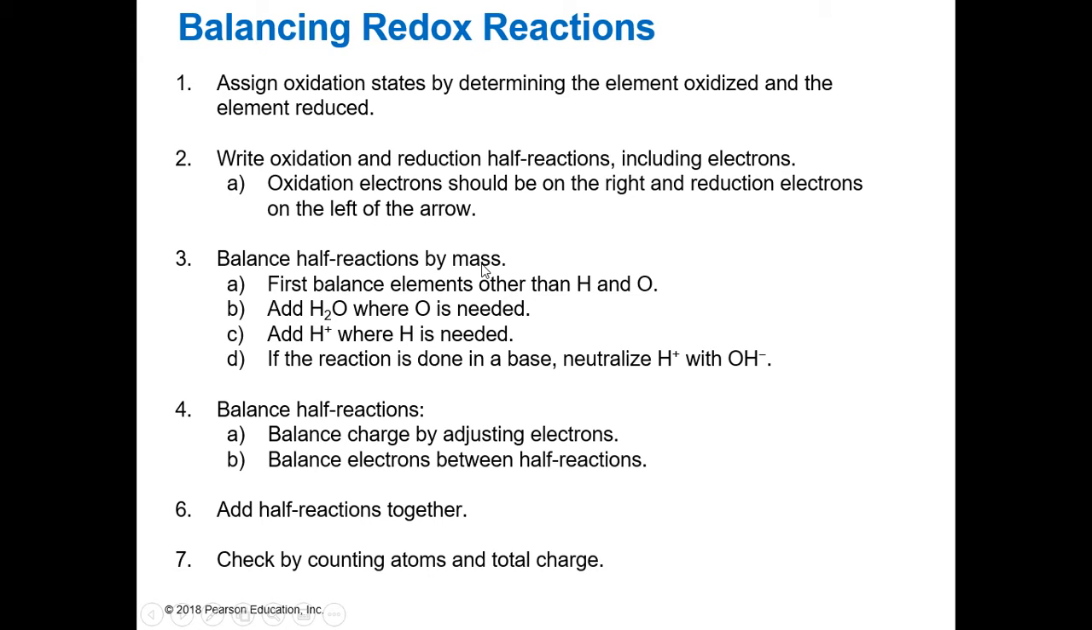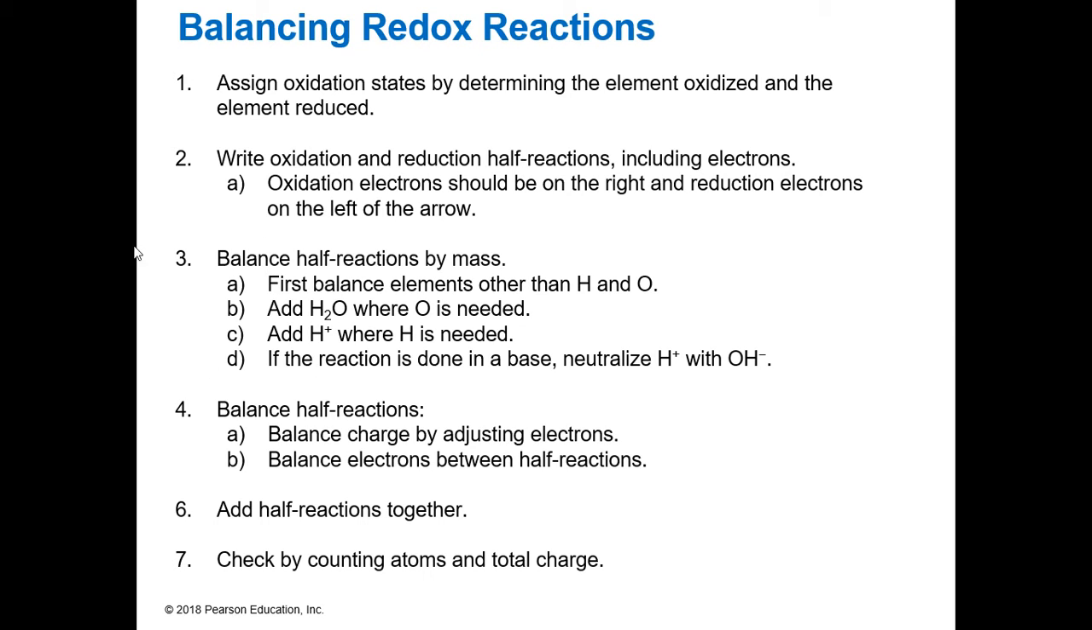Balance then by mass. So as I said, if you have 2 nitrogen on the left, you need to make sure you have 2 nitrogen on the right. Okay, so you're going to do that for all of your elements except hydrogen and oxygen. So you're going to save hydrogen and oxygen for last, to do everything else first. Then you're going to add water wherever you need oxygen. Even though you need oxygen, you're not just going to add oxygen, you're going to add water.